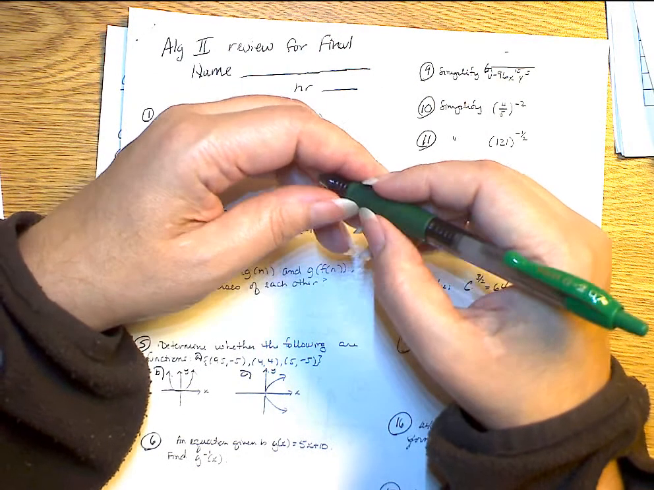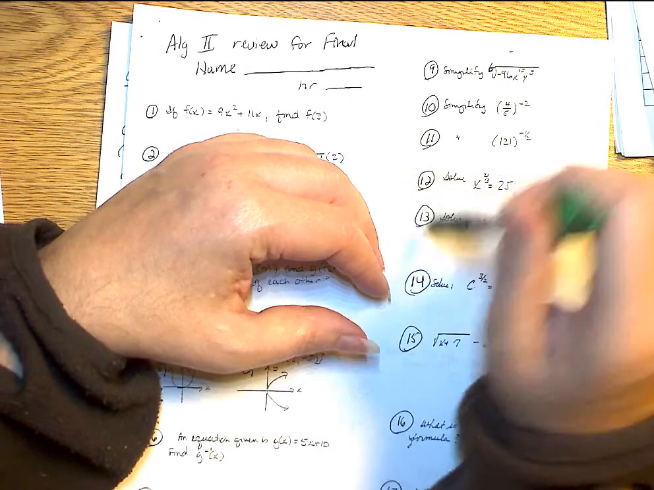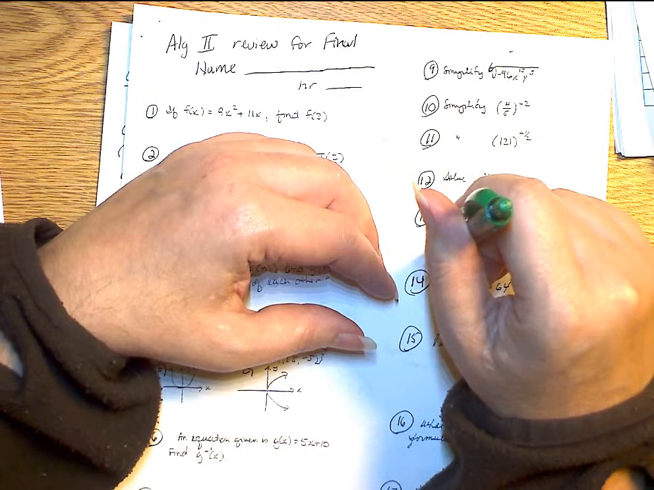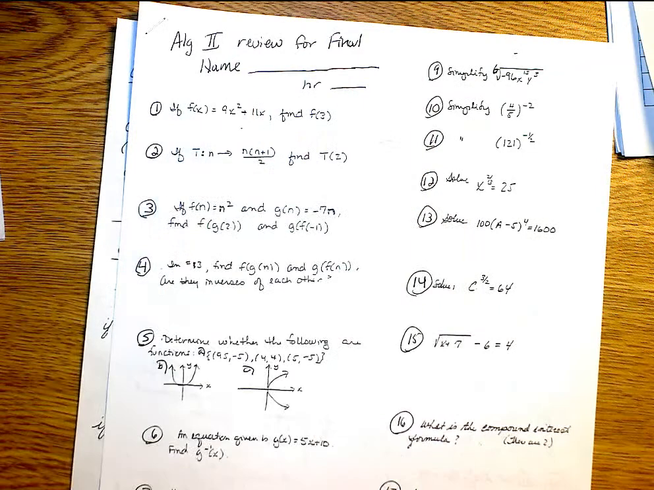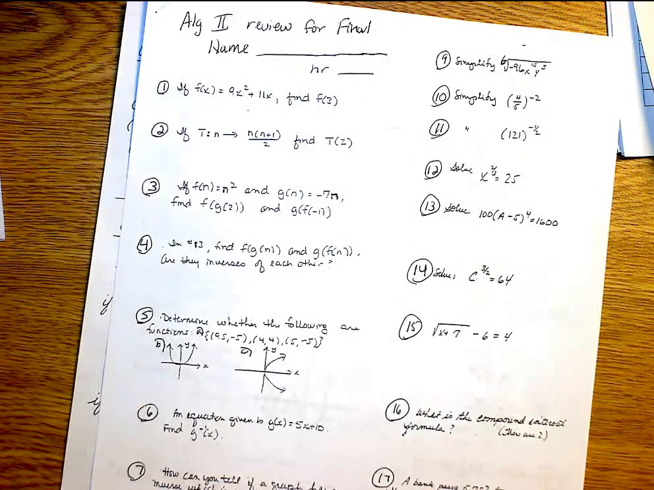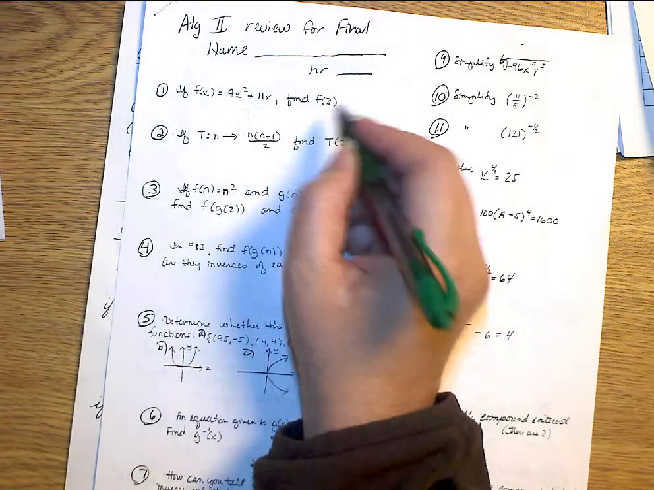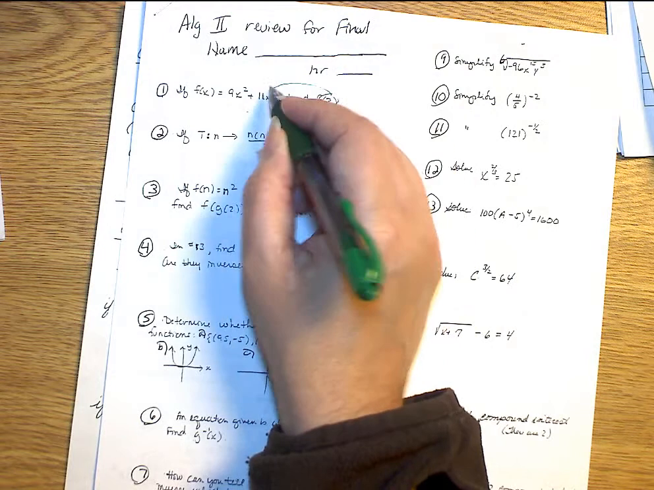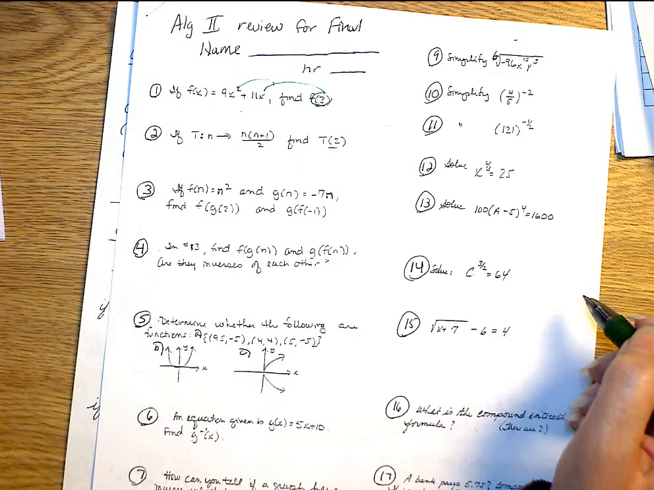I'm going to upload this to my school website, so if you need an extra copy of it, or you don't have a copy, you can get it from there. All right, so let's go through a couple of things just to make sure you remember. In 1 and 2, all they want you to do is put that number in for your x and solve it out.